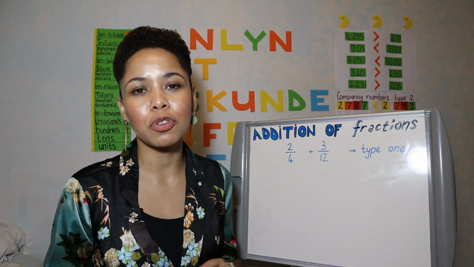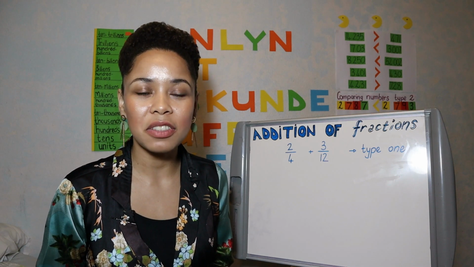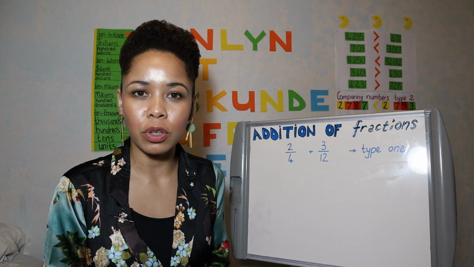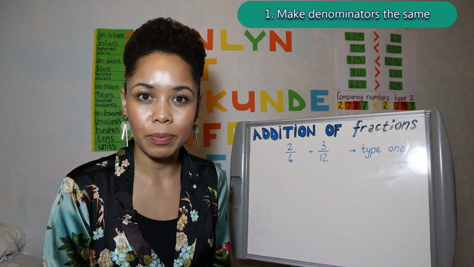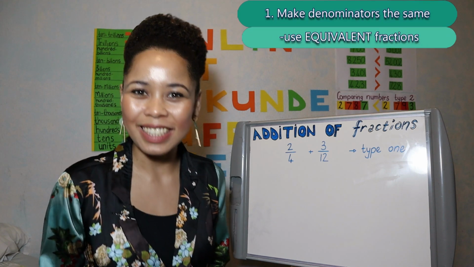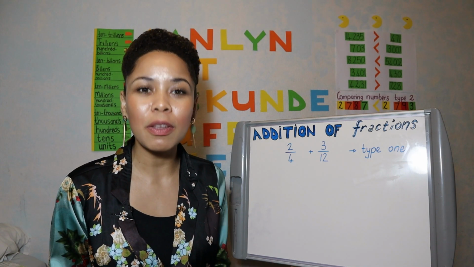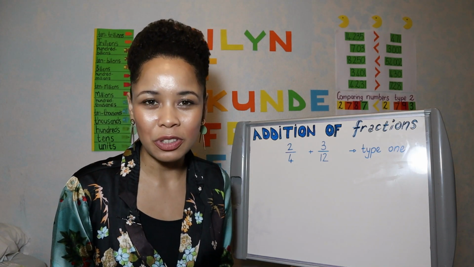Now the very first thing you have to know is that when you're adding fractions, the denominator has to be the same. So when you look at the sum and the denominators are different, the very first thing you have to do is to get them to be the same. The only way you can do this is by making use of equivalent fractions. So this is where everything comes together and you can use the previous knowledge that you've learned in order to solve simple questions.